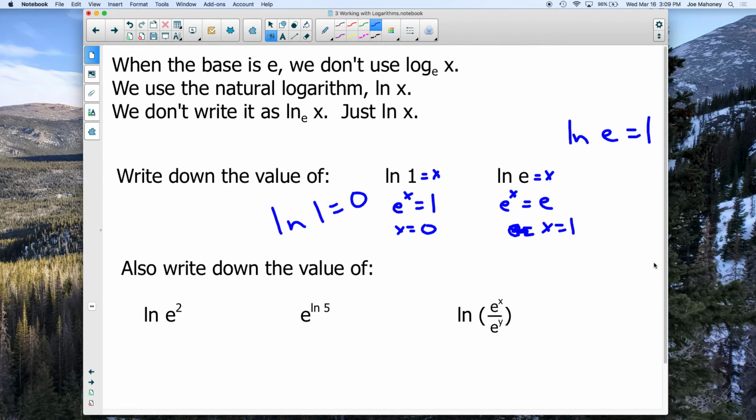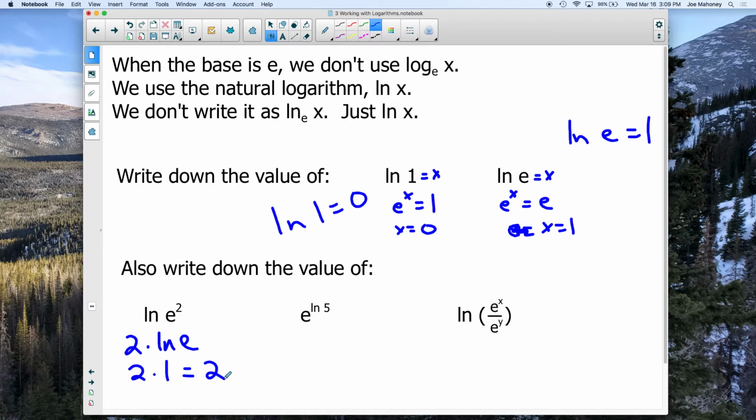So if we know that, can you write down some of these values? Pause the video and play with these for a second, friends. All right, so maybe I'm going to use some of my rules from before. I'll use my power rule, right? So I'm going to bring that exponent down and I'm going to get 2 times the natural log of e. But I know the natural log of e is 1, so this becomes 2 times 1, which is 2.